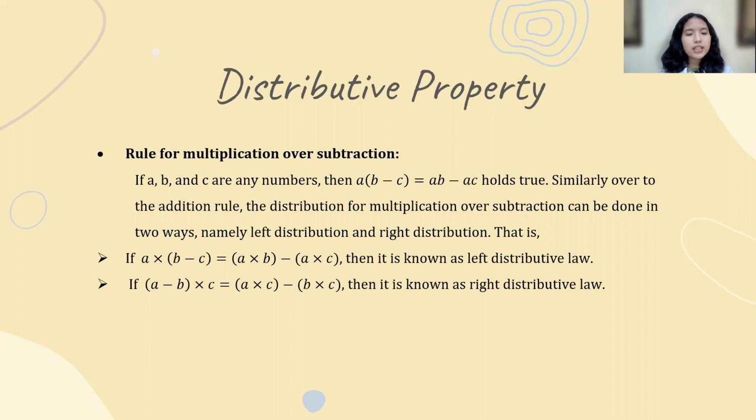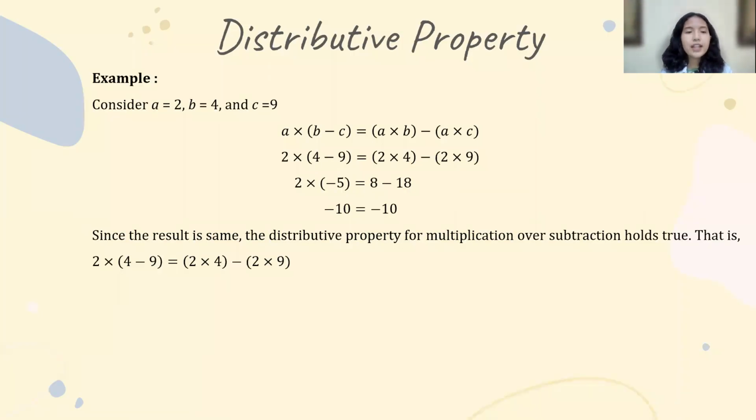And then if the difference of A subtracted by B, times C, is equal to A times C subtracted by B times C, then it is known as the right distributive law. For the example, consider A is 2, B is 4, and C is 9.